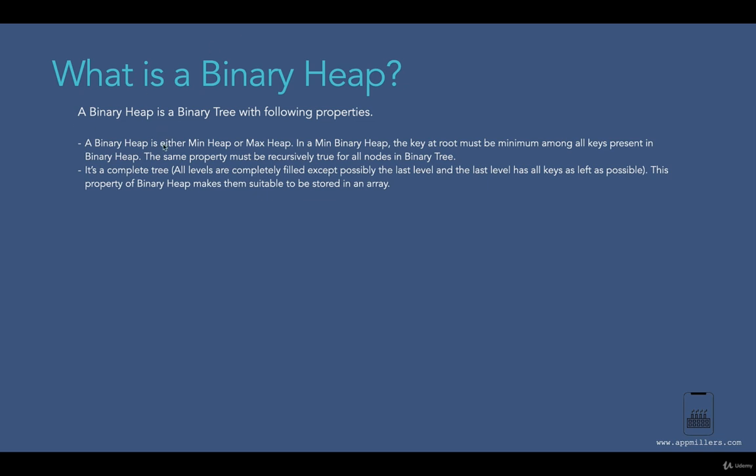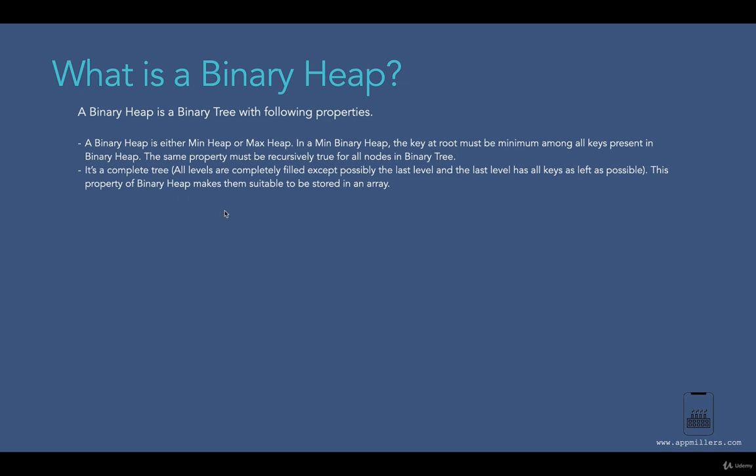So the first property of binary heap is a heap property, which says that binary heap is either minimum heap or maximum heap. In a minimum binary heap the value of root must be the minimum among all values present in binary heap. The same property must be recursively true for all subtrees. Similarly, maximum heap is similar to the minimum heap, but in this case, the value of root must be the maximum among all values present in binary heap.